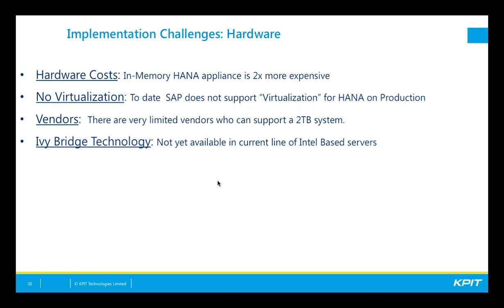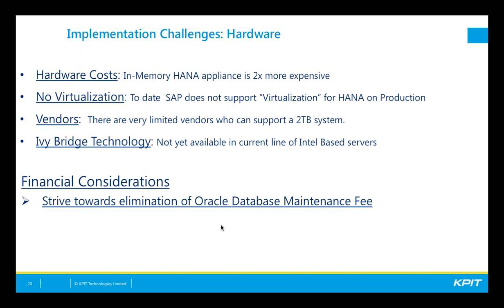Second, there's very limited vendors who can actually support a 2 terabyte system. Our database right now was 1.6 terabytes back in November. I believe it's up to 1.9 now. Even with compression, we had to go with a 2 terabyte HANA appliance. And then last, the Ivy Bridge technology was not available at the time that we were going through our vendor selection from a hardware standpoint. It has since been released and it is now available, but that was one of our challenges that we were facing. We wanted to wait as late as we could to hopefully take advantage of Ivy Bridge, but unfortunately we couldn't.